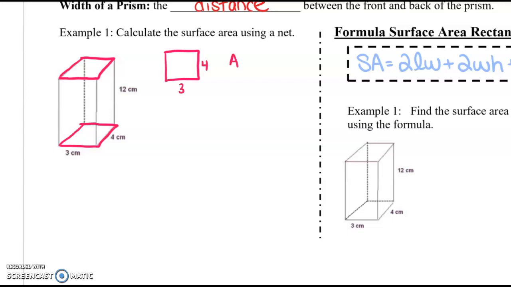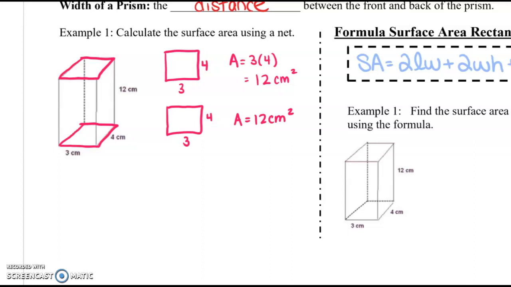So the area is going to be 3 times 4 because it's length times width. So this is 12 centimeters squared. And there's 2 of them, the top and the bottom. We said that there was 2 of them, so I'm going to write that out twice. The area of this one is 12 centimeters squared. All right, so that's the top and the bottom.